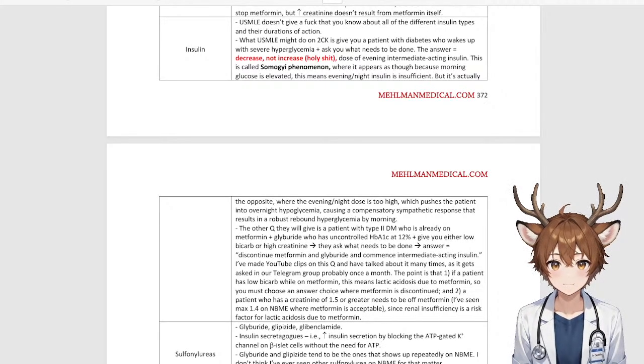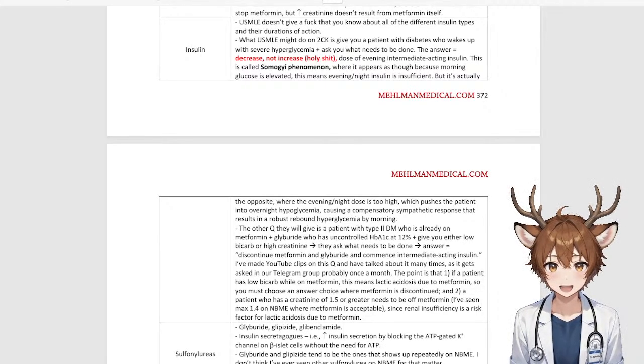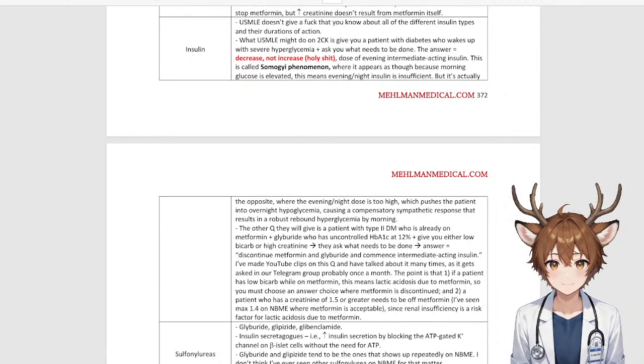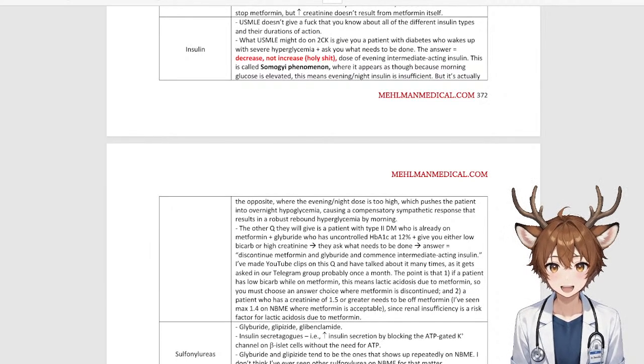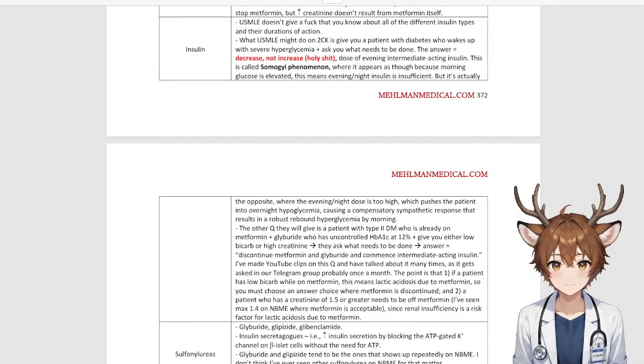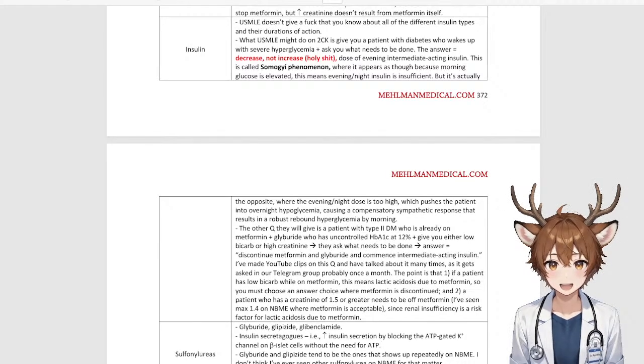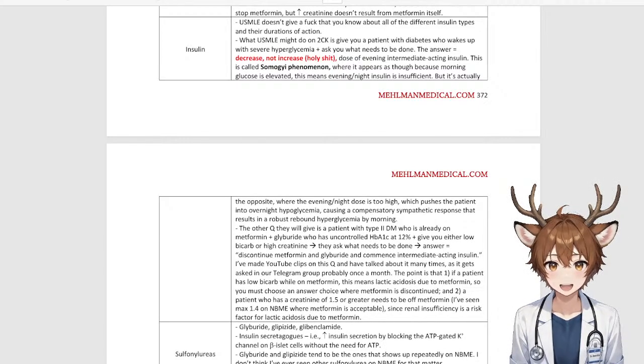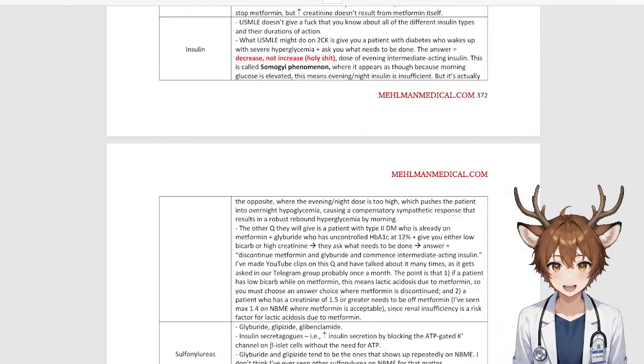Somogyi phenomenon, where it appears as though, because morning glucose is elevated, this means evening/night insulin is insufficient. But it's actually the opposite, where the evening or night dose is too high, which pushes the patient into overnight hypoglycemia, causing a compensatory sympathetic response that results in a robust rebound hyperglycemia by morning.